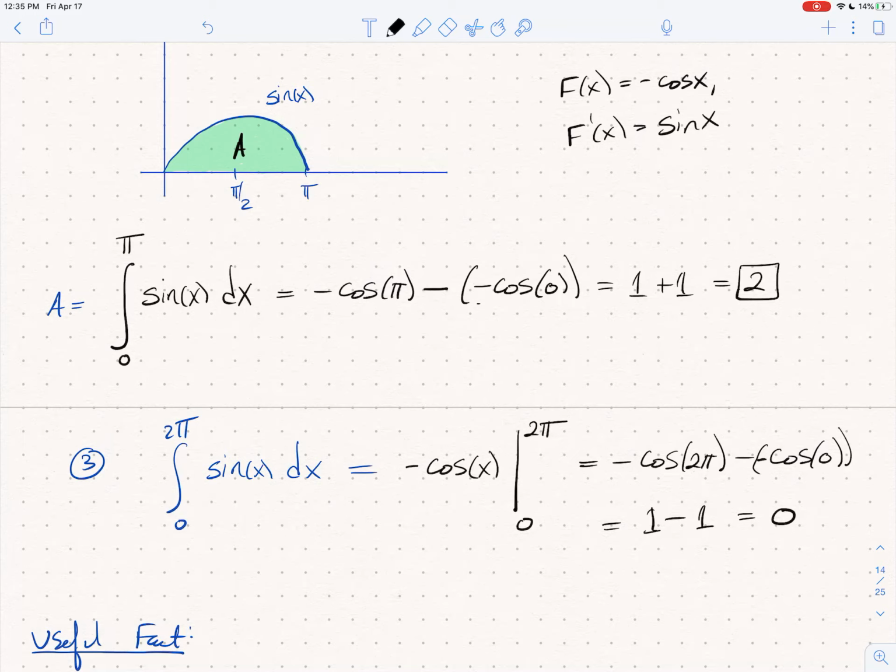So here what's happening, if you want to look at the picture up at the top, you're going all the way to 2 pi, and the negative area here is canceling out the positive area there, and you just get 0. So I wanted to do a useful fact with you.